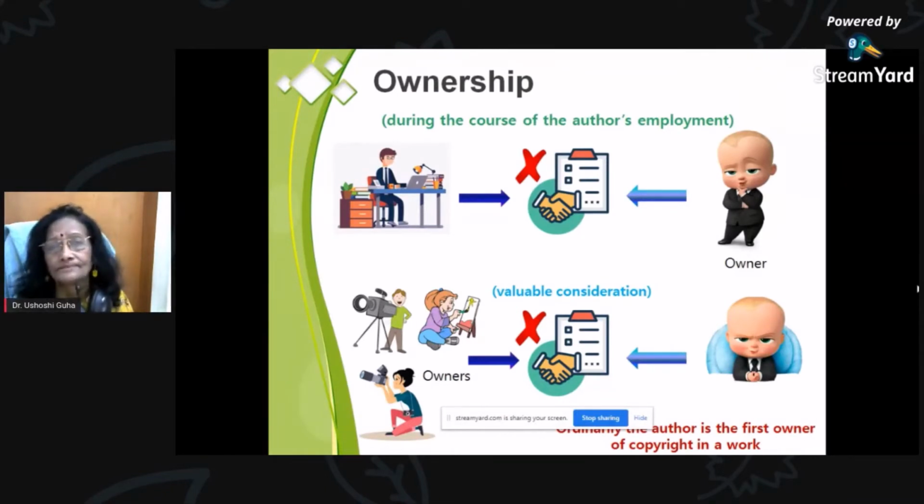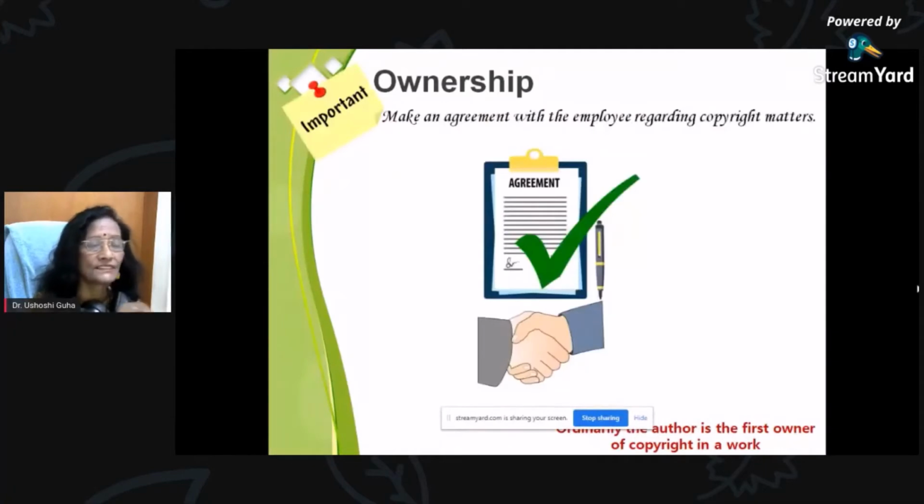In short, if in an office an employer has appointed an employee who is working and has been given salary, whatever this fellow produces becomes the property of the owner. It always happens with the press, with the newspaper, with other kinds of magazines. So ownership: make an agreement. See here, it's very important. Make an agreement with the employee regarding copyright matters.